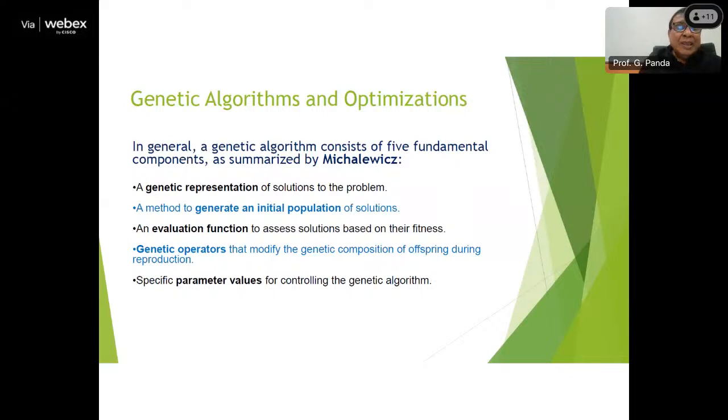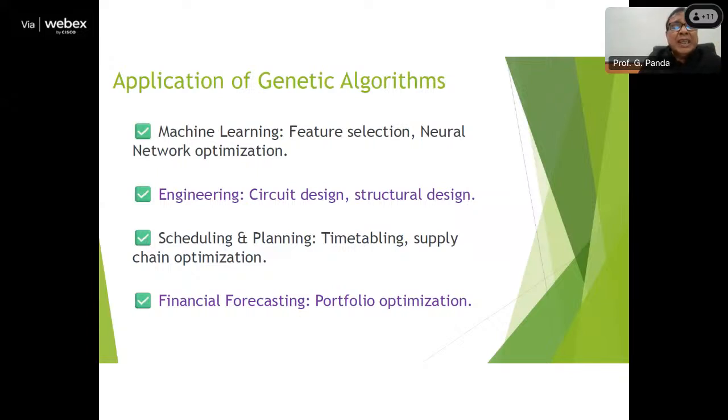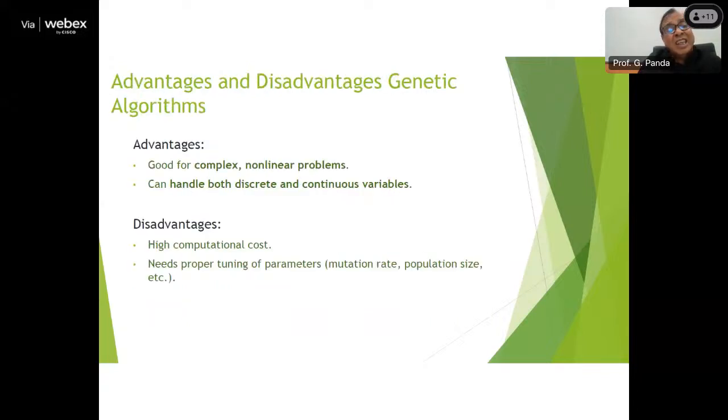Next one. This I have already explained to you. The genetic algorithm is used for machine learning, engineering applications, scheduling and planning problems, financial forecasting and portfolio management. A lot of potential applications. Even though hundreds of bio-inspired or nature-inspired techniques have been published, GA still finds potential application in many fields because of its simplicity, robustness, and performance.